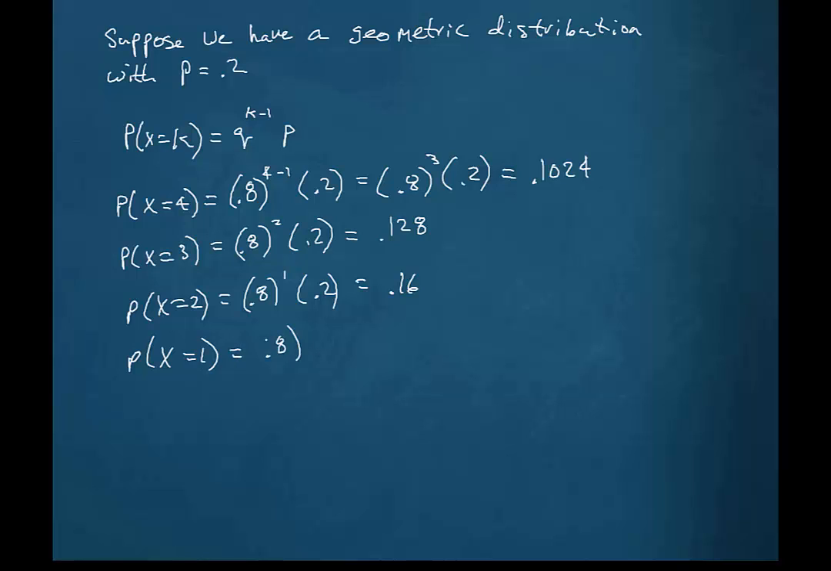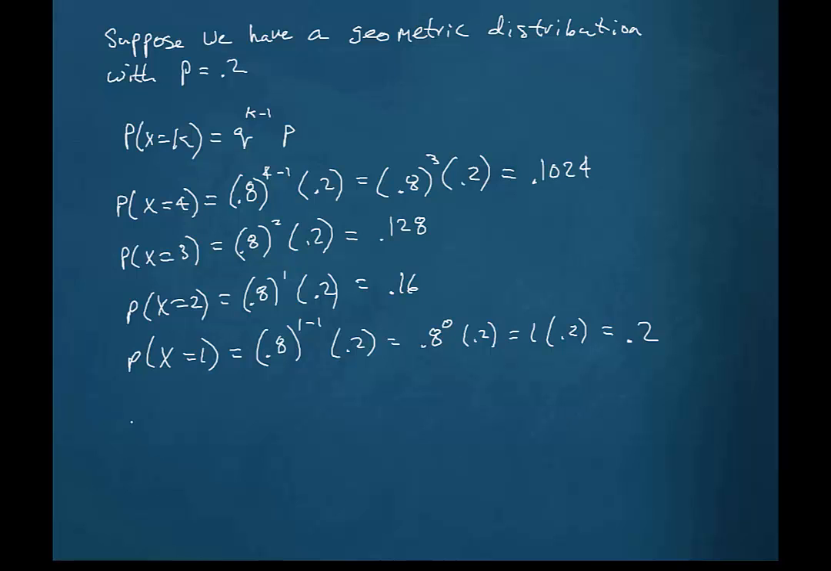And the probability that X is equal to 1, we could go ahead and execute this formula here, but we realize that that's really just the probability of a success. But this will be K is 1 minus 1, and then times 0.2. But really what this is, is 0.8 to the 0 times 0.2, and anything we raise to the 0 power is 1. So we have 1 times 0.2, or just 0.2, the probability of a success.